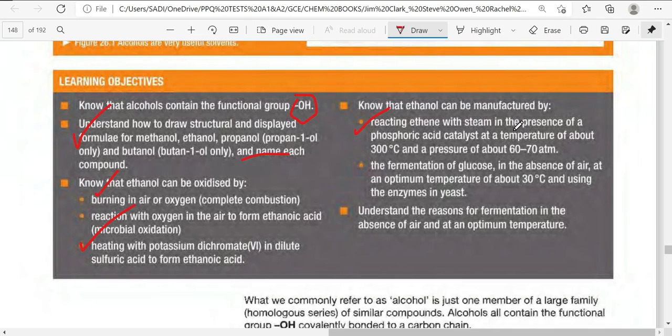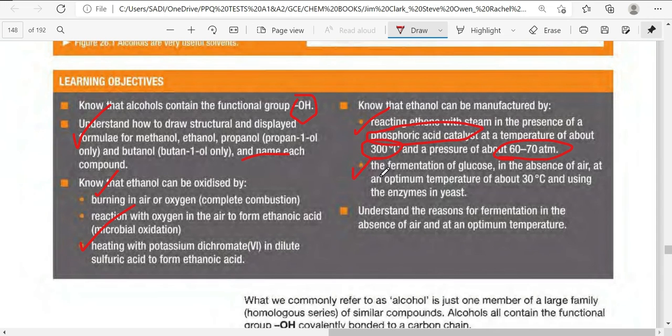Conditions are very important, okay? A temperature of about 300 degrees Celsius. You have to memorize these conditions, because they are carrying solid marks, so they will ask about what are the conditions for the industrial process of making ethanol. So you will say 300 degrees Celsius of temperature, 60 to 70 atm of pressure, and phosphoric acid will be the catalyst for it. These three conditions. So solid 3 marks are there.